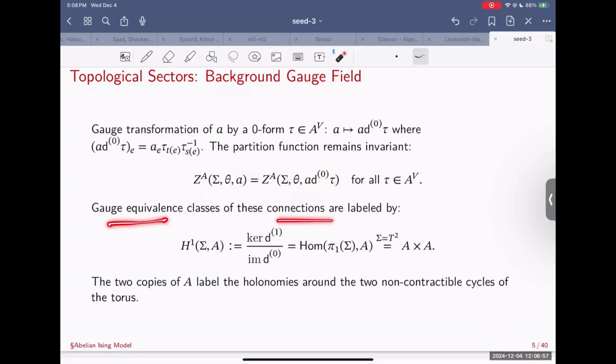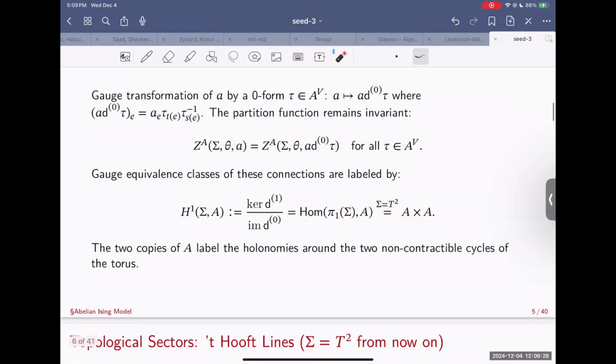So we can consider gauge equivalence classes where we quotient out by this kind of modification of the connection. The moduli space of background flat connections is given by the first cohomology valued in A, which we can compute. This is simply given by homomorphisms from the fundamental group of my lattice to A, which, if I take my lattice to be the 2-torus, then the fundamental group is Z times Z. And so this homomorphism group simply gives me 2 copies of A. In physical terms, we can think of these 2 copies of A as labeling the holonomies of the background connection along the 2 non-contractible cycles of the torus.